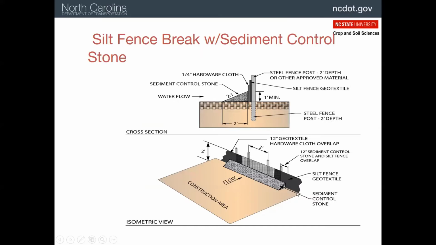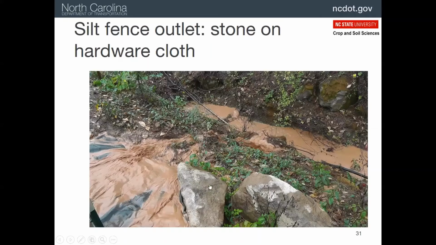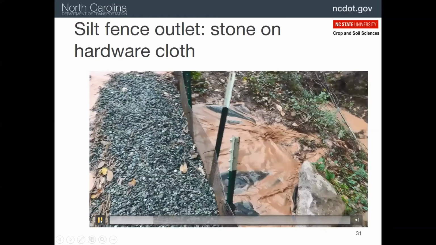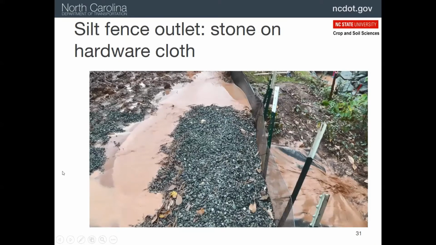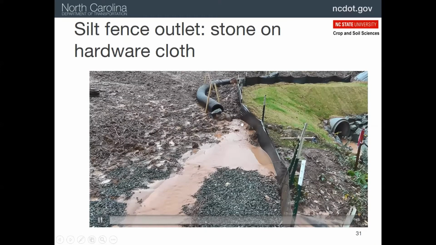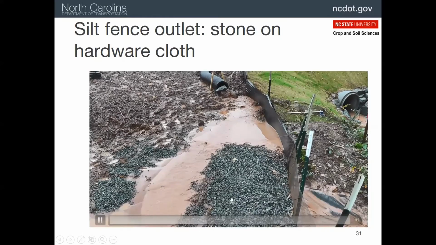All right, so here's a movie that kind of shows you one in action. So there's our silt fence release mechanism. We actually have a slope drain that's being released right there. You can see what's happening here.